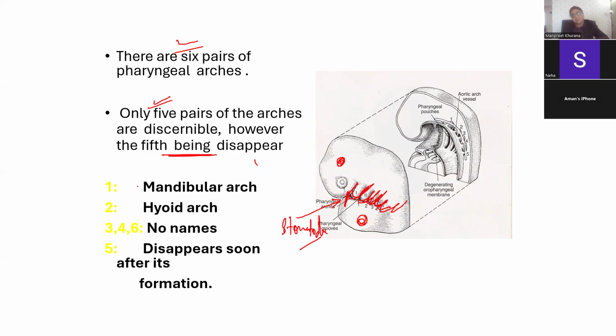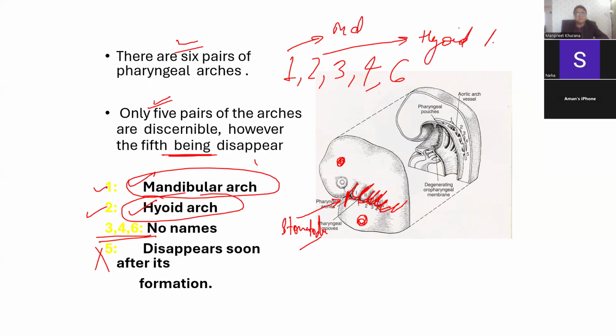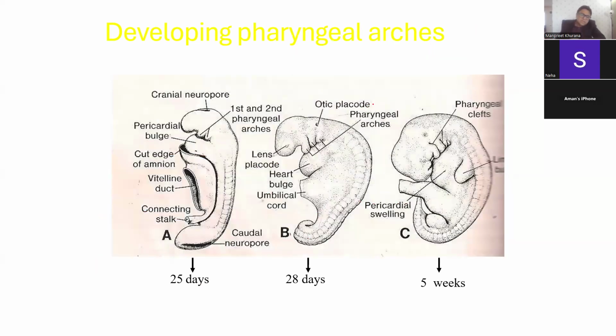Now, only 2 of the pharyngeal arches have been named, the first and the second. The first is known as the mandibular arch and the second is known as the hyoid arch. Arches 3, 4, and 6 have no names, and the 5th one disappears. So we have 1, 2, 3, 4, 5th disappears, 6th. First is the mandibular arch, second is the hyoid arch. 3, 4, 6 have no name, like the no name brand of Superstore. These are the developing pharyngeal arches.